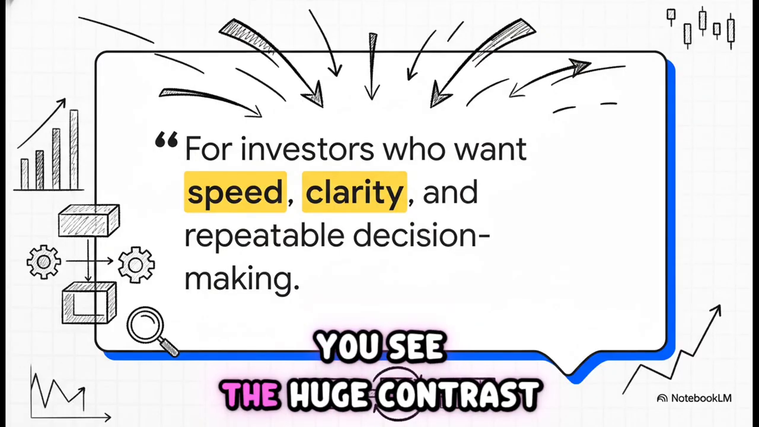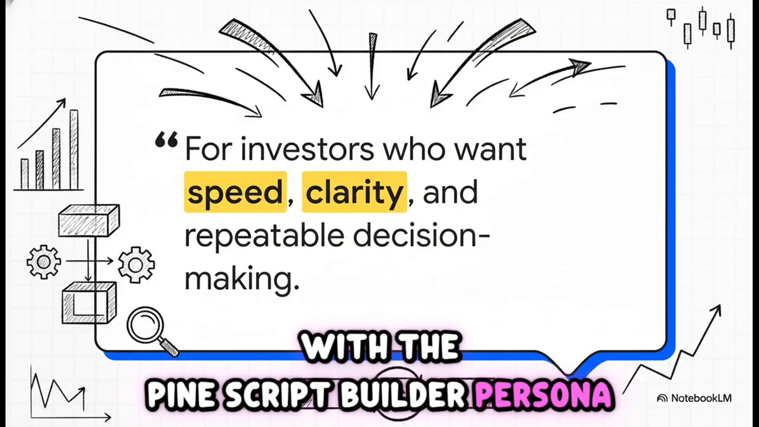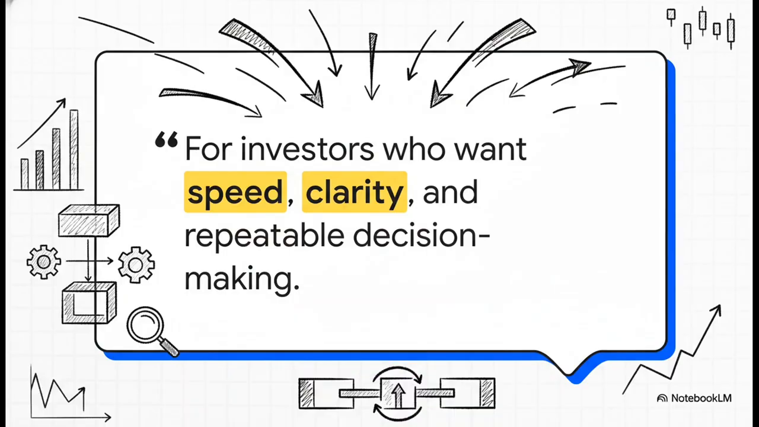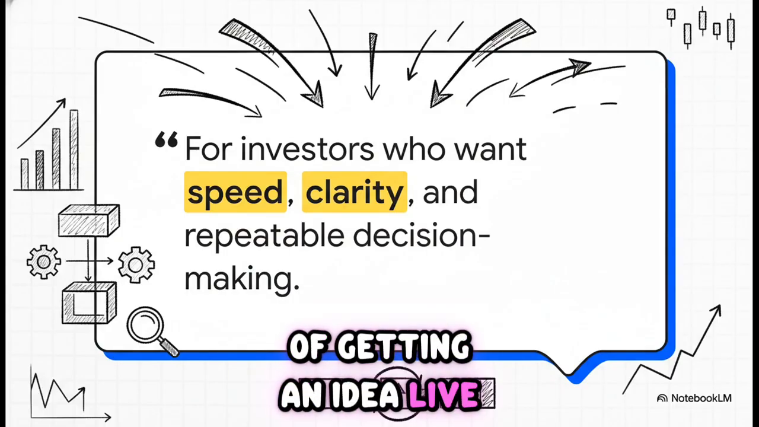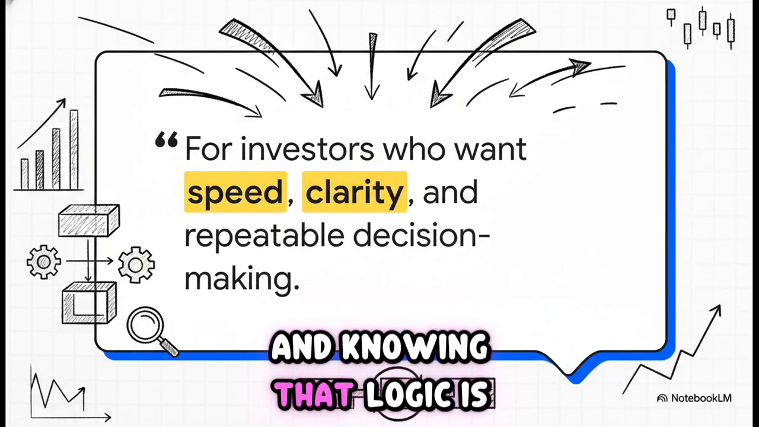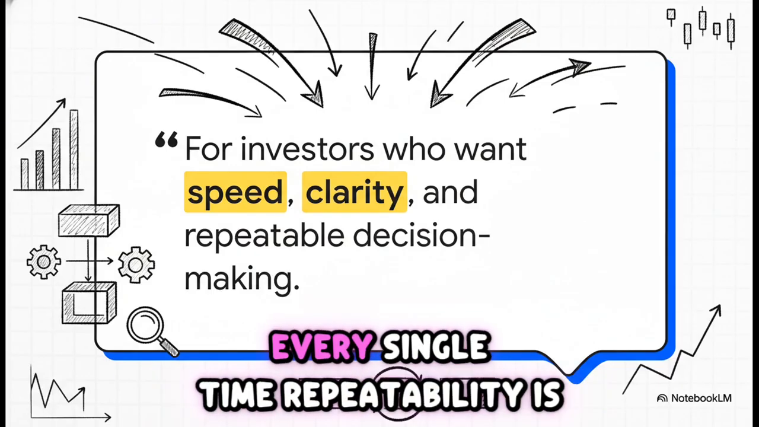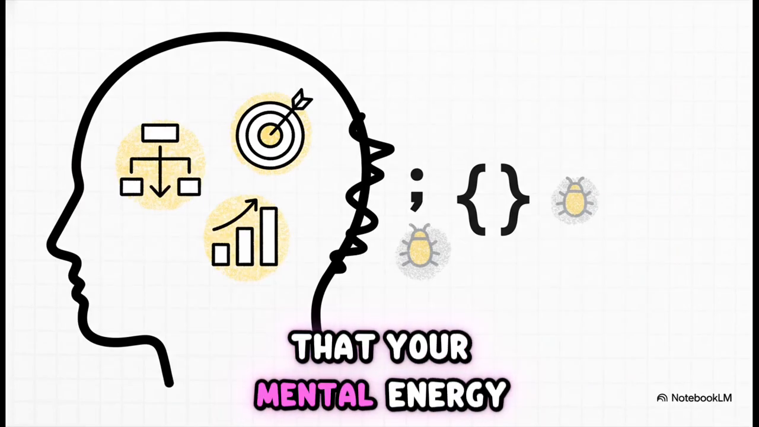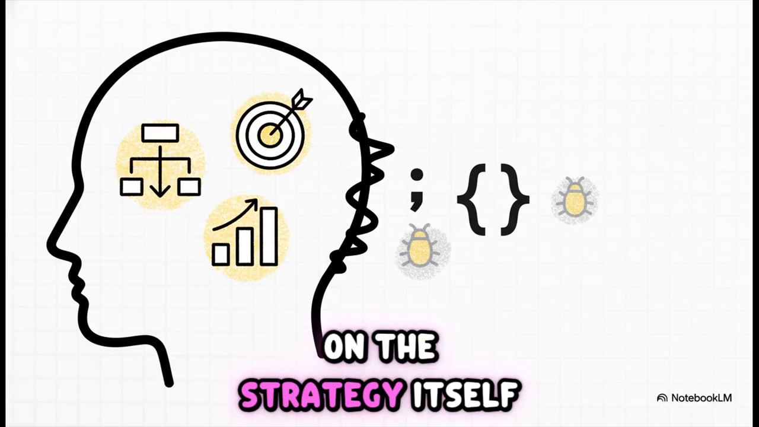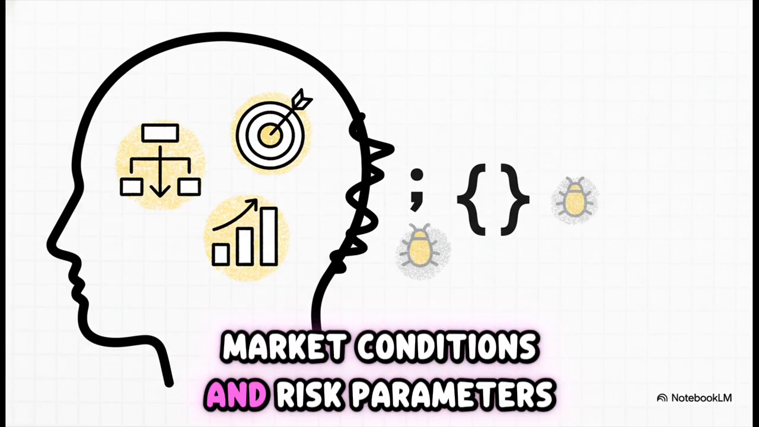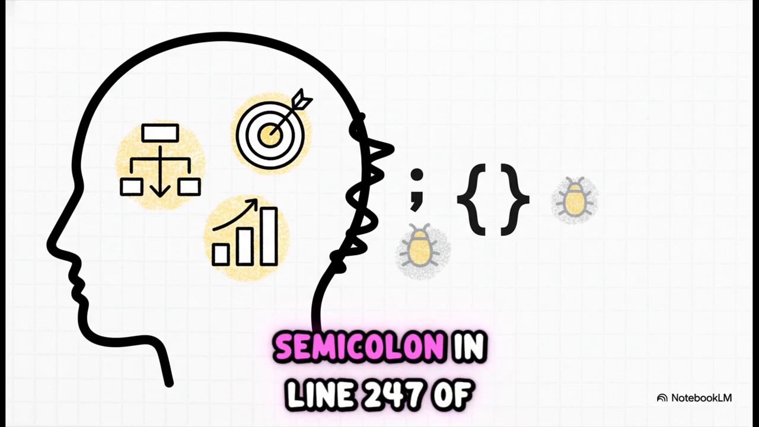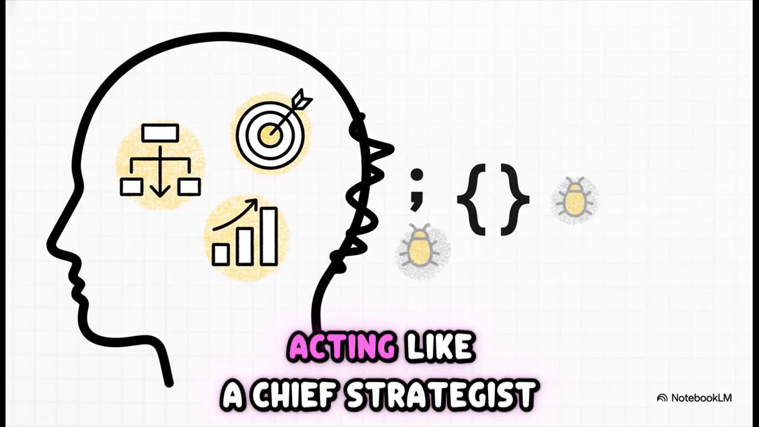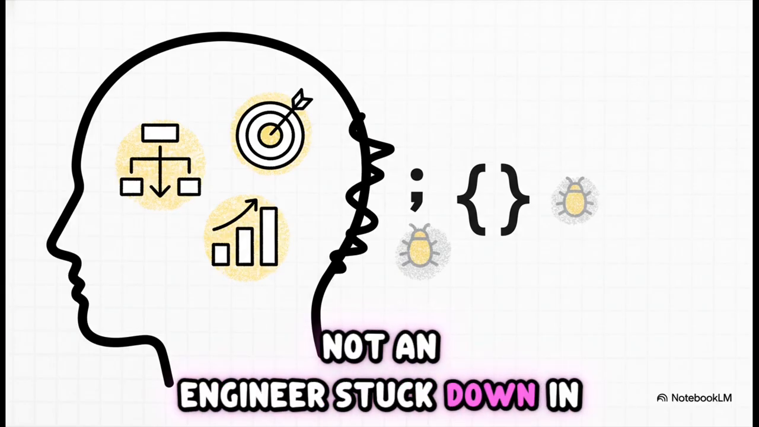And right there, you see the huge contrast with the PineScript builder persona. The person who loves TradeOS is an investor who is laser-focused on results. They care about the speed of getting an idea live, the clarity of their strategy's logic, and knowing that logic is going to be applied consistently, every single time. Repeatability is absolutely key. What this really means is that your mental energy stays where it should be, on the strategy itself. You get to think about market conditions and risk parameters, not hunting for a missing semicolon in line 247 of your code. The whole workflow is designed to keep you at that high level, acting like a chief strategist, not an engineer stuck down in the weeds.